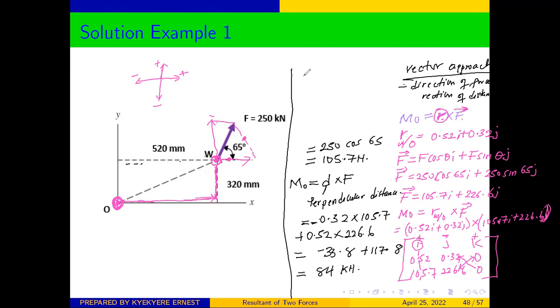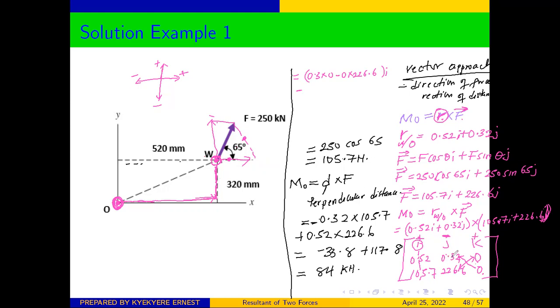So for the I component, we are going to get this times that minus this times that, which will give us 0.32 times 0 minus 0 times 226.6. That will be the I component. Don't forget that for the J component, we have a minus up here. We have a minus on top there. So minus.